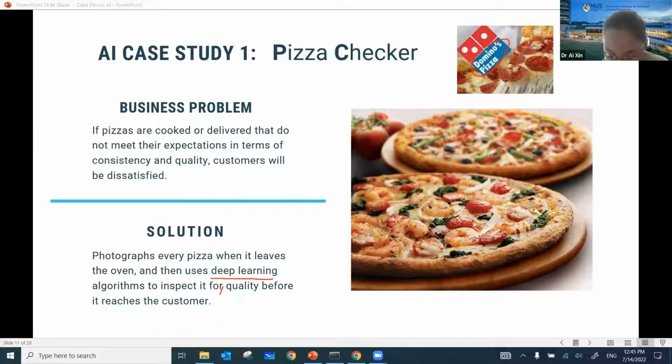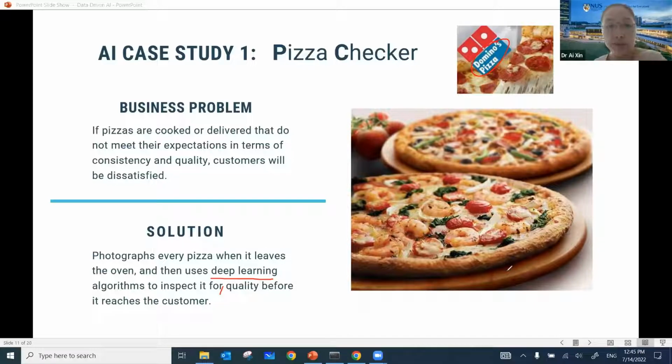Maybe something drops and doesn't look good, and then they will be alerted. Then they will exchange that one with a good quality pizza. But to build this model, you can use a pre-trained model. Like just now, I used VGG16.